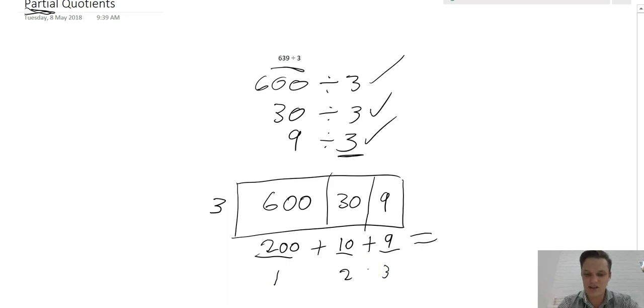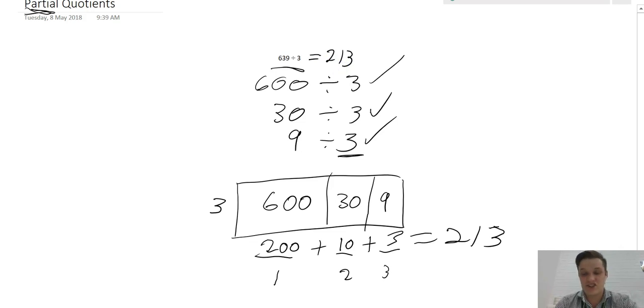So if we add them all together, we get 200 and, oops, sorry, that should not be a 9, because 3 goes into 9 3 times. So it should be 213. So our final quotient, or our final answer, is 213. So 639 divided by 3 equals 213.